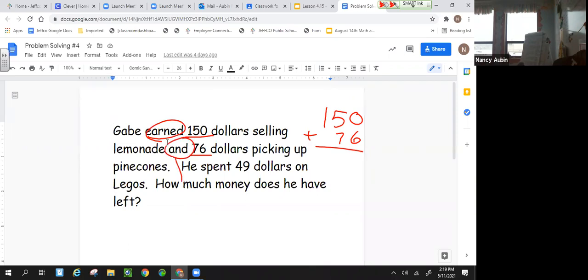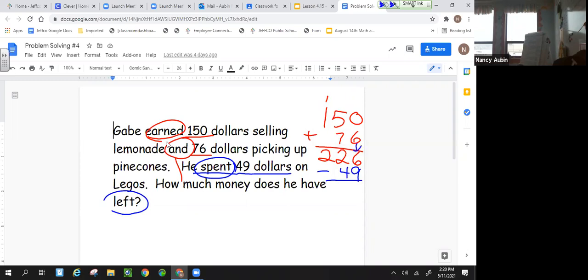Right, so is that your first step? Yes. Okay, what's 0 plus 6? 6. 5 plus 7? 12. Make a new group. 1 plus 1? 2. All right, next step, what do I do next? 226 minus 49. How did you know to subtract 49? What helped you know that? What key word? Spend $49 on Legos. And also, how much does he have left?